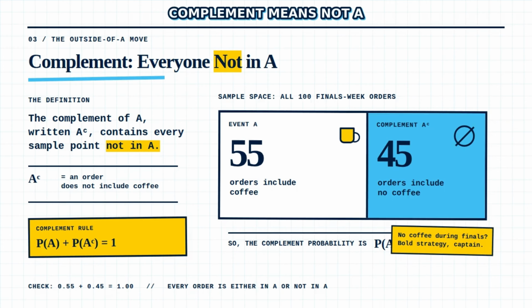A complement means every outcome that is not in the event. A complement, written A superscript C, is every order that does not include coffee. Since 55 orders have coffee, 45 do not. So the probability of a complement is 45 out of 100, or 0.45. The key rule is the probability of A plus the probability of A complement equals 1. Every order is either in A or not in A.